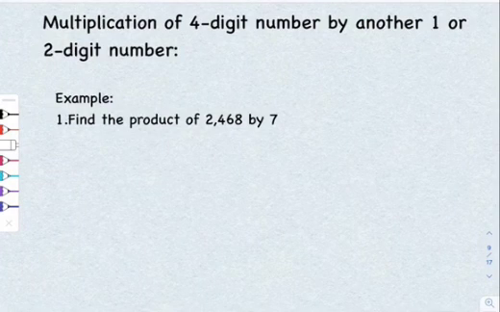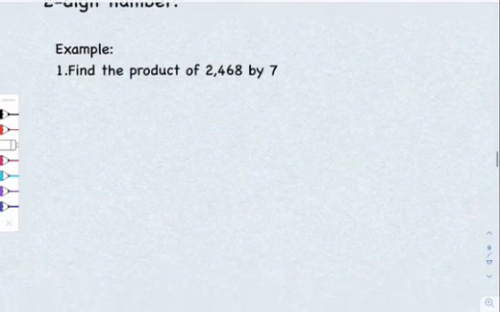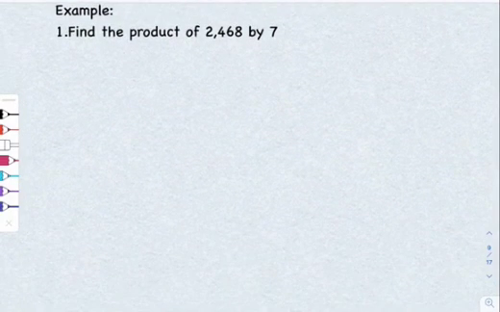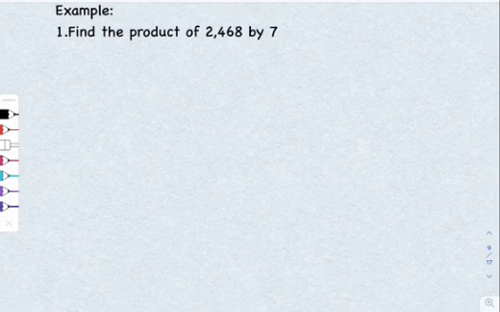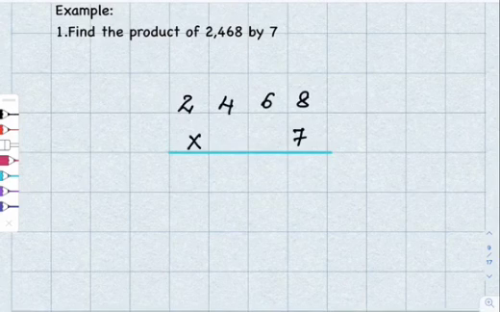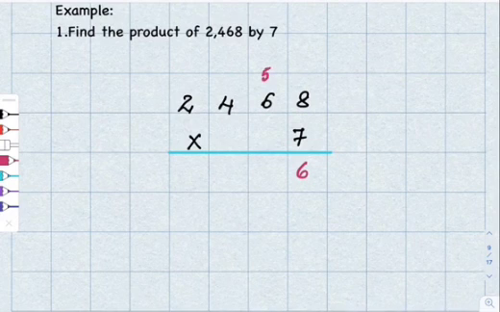Now for the next set of problems, which involves multiplication of a 4-digit number by another 1 or 2-digit number. To start off, the first example which we have taken is to find the product of 2468, which is a 4-digit number, by 7, which is a single-digit number. 7 8s are 56. 6 goes here, and 5.